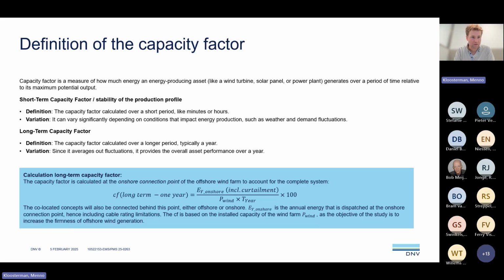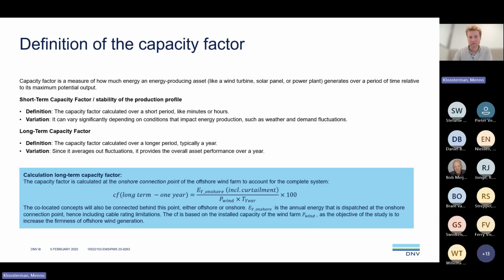So this average, of course, averages out a lot of fluctuations, but gives a better indication of the asset performance over a whole year. What's important to note here is that we also defined the long-term capacity factor as in this equation here, where we gave the energy delivery onshore, including all kinds of curtailments and losses, divided by the installed capacity of the wind farm.